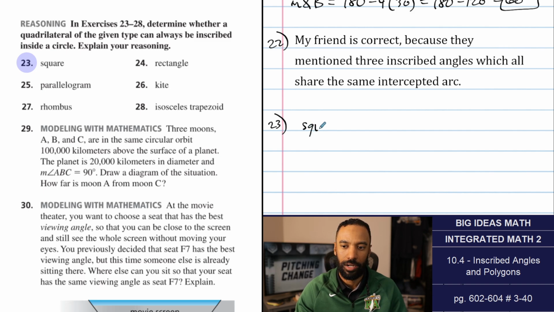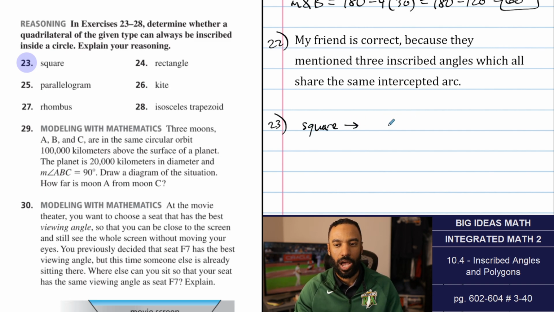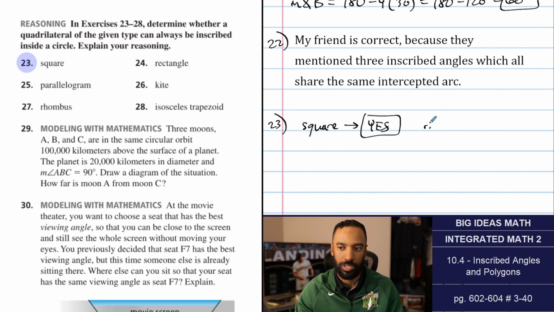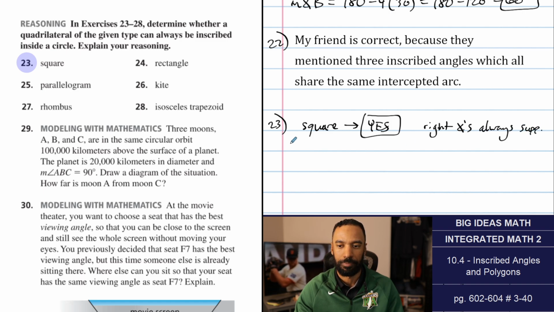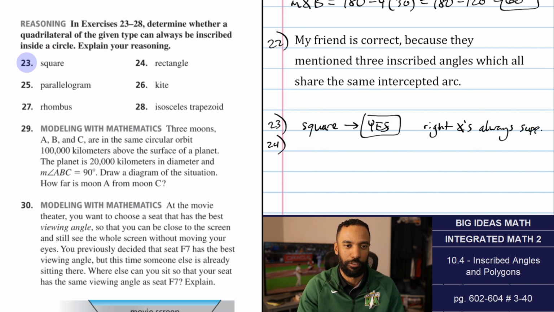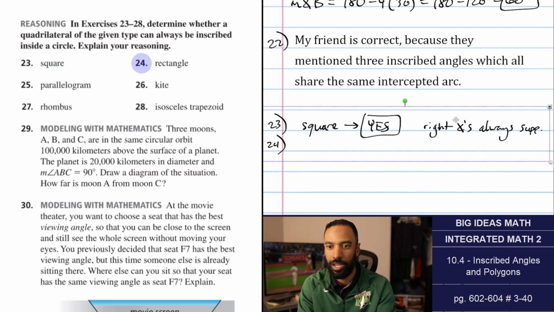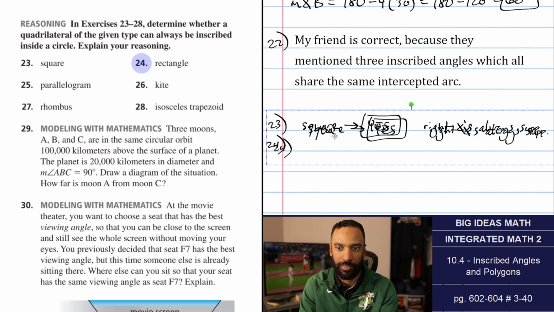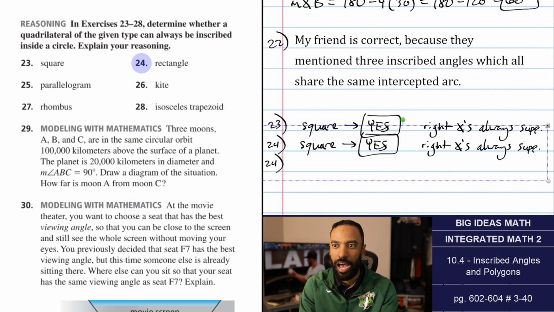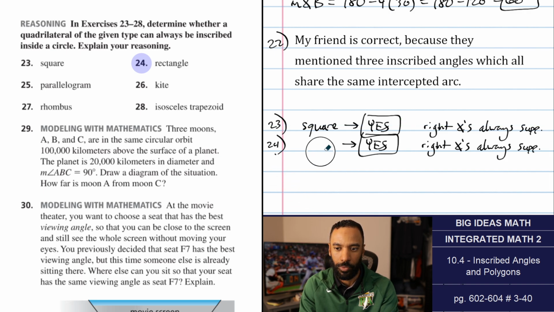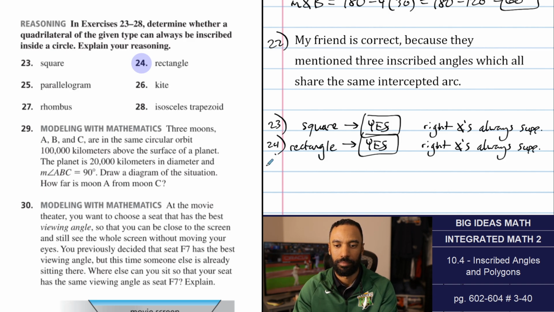But for the square, yes. A square's opposite angles are always supplementary because they are always right angles. Right angles are always supplementary. They always add to 180. This is also true, number 24, for a rectangle. I could literally copy paste, and I think I will. Copy paste everything here, understanding that a rectangle always has right angles and 90-degree angles as well. So rectangle, also a yes, for the exact same reason.